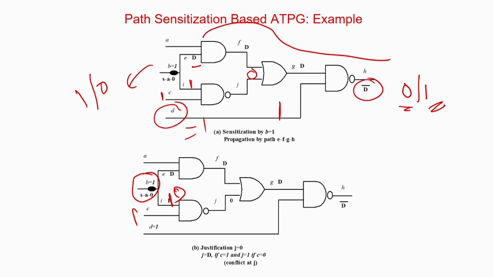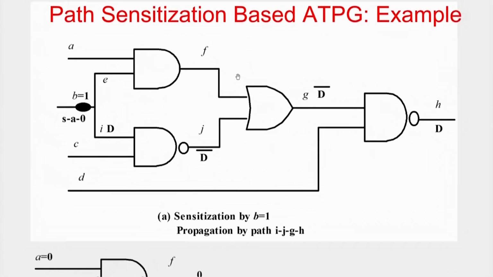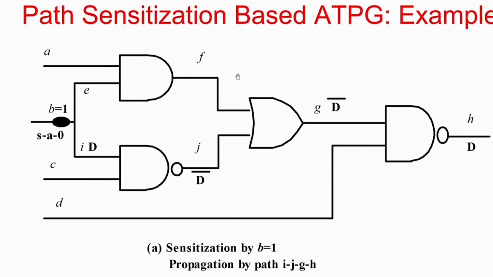So there was a problem over here. So I cannot justify. I could sensitize, I could propagate, but I could not justify. So what is the option? There was another path here where I could have propagated the fault effect. Now I will try that. So let me quickly zoom it and show you. So in this case, this was D.